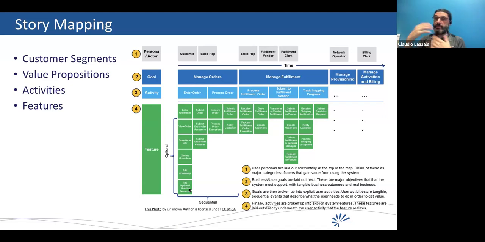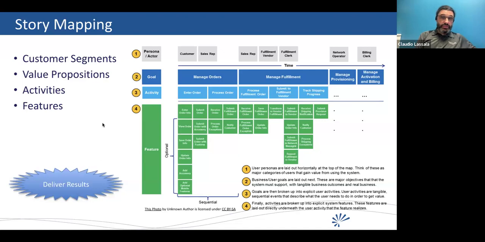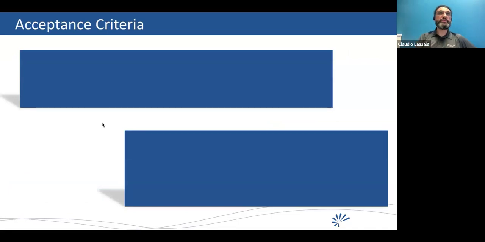This is one possibility. Depending on the situation, maybe what you actually need is to take one chunk, like enter order, and go all the way down. In most of the projects that I've worked on, that's hardly ever the case. The horizontal one, taking one thin slice through the entire value proposition, is usually what resonates and yields the most value to businesses. That's how we deliver results. People are paying us to deliver results to them, and this approach will help us with that.